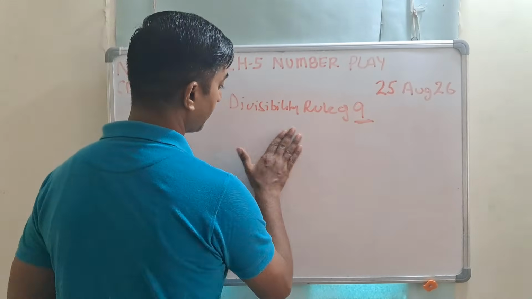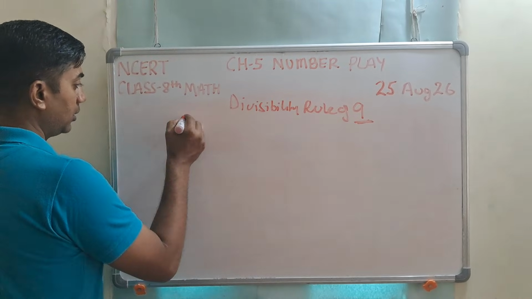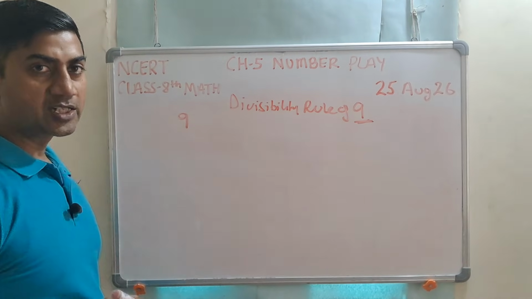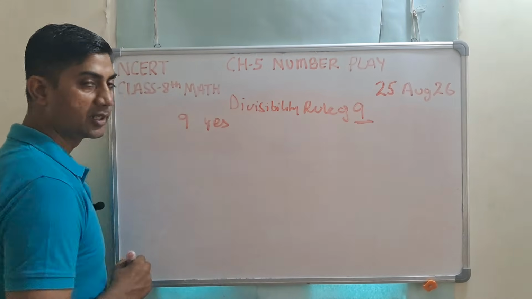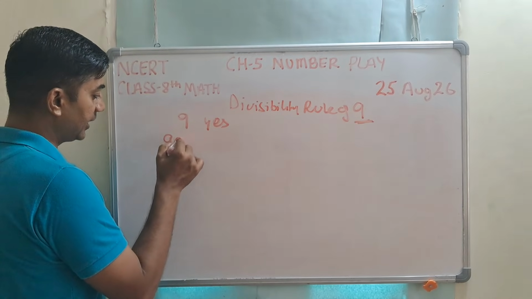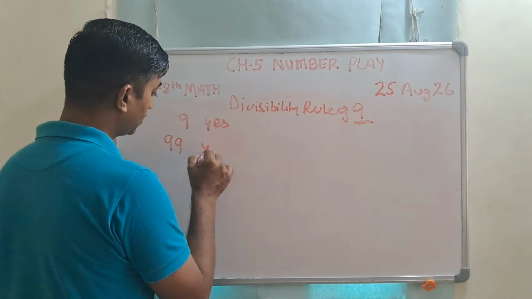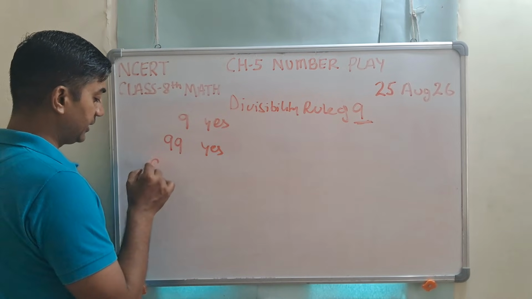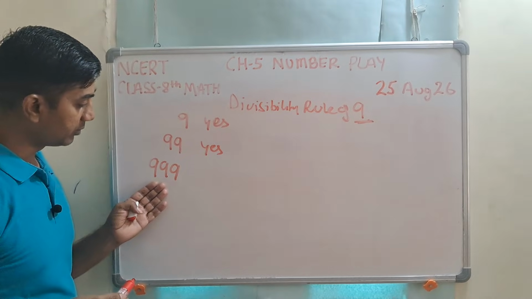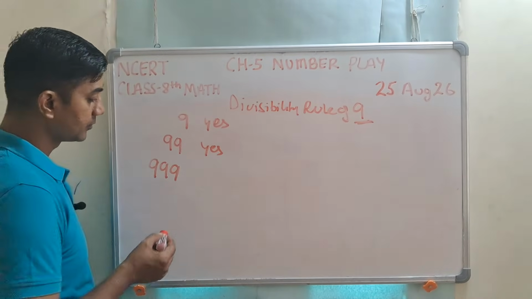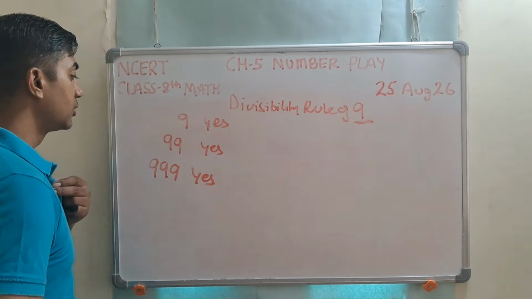Now see, what about 9? Is this number divisible by 9? All of you will say yes. If I say 99, is this number divisible by 9? All of you will say yes. If I say 999, and I ask whether this number is divisible by 9, what will you say? Yes. Understood?